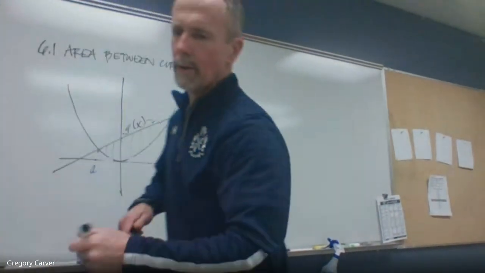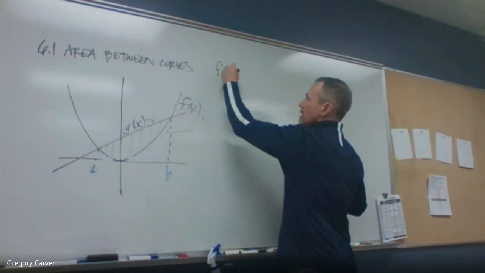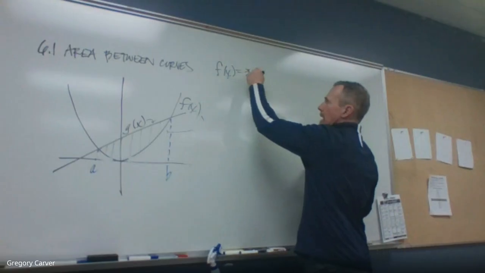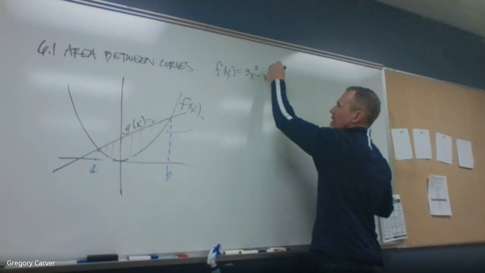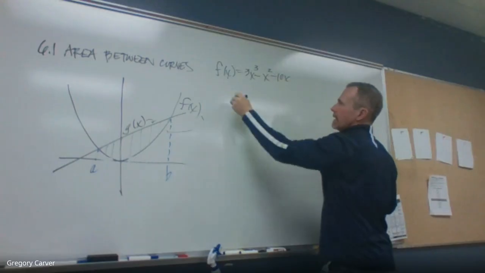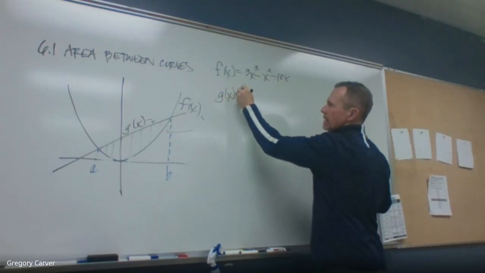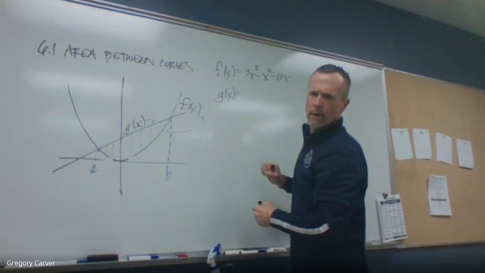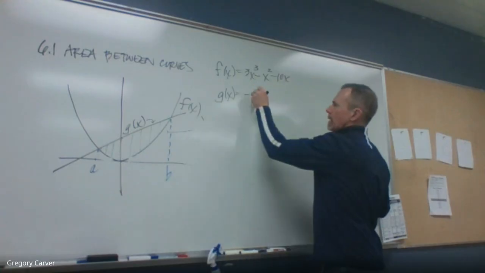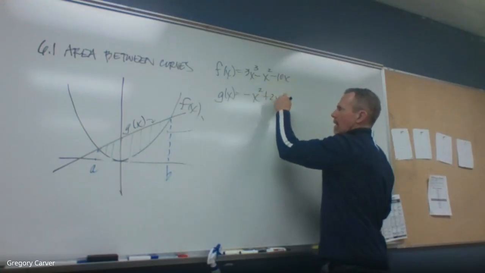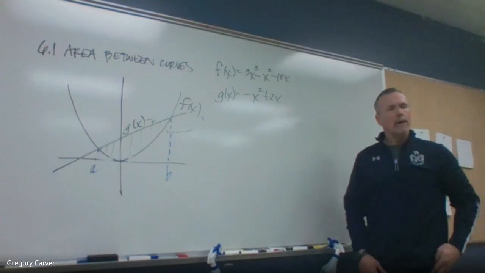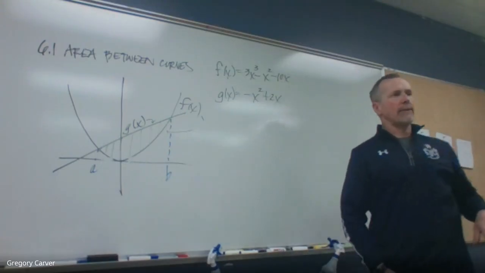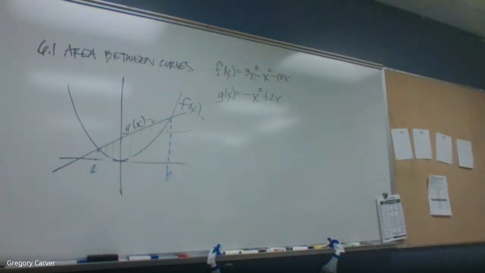Okay, let's do this one. So I got f of x is equal to 3x cubed minus x squared minus 10x. Let's do g of x is equal to negative x squared plus 2x. Don't spend any time trying to graph them. It doesn't matter. I'm going to have you do these without a graphing calculator.